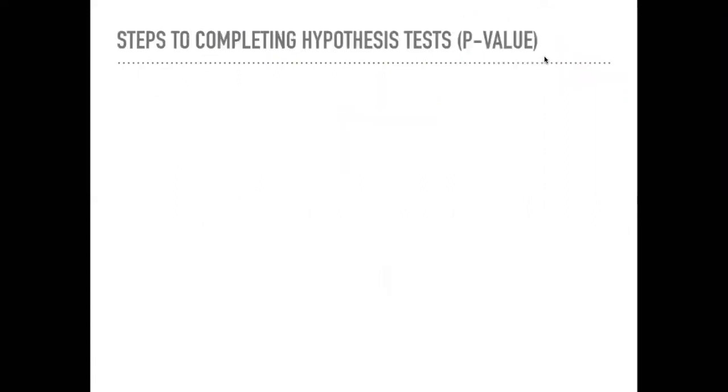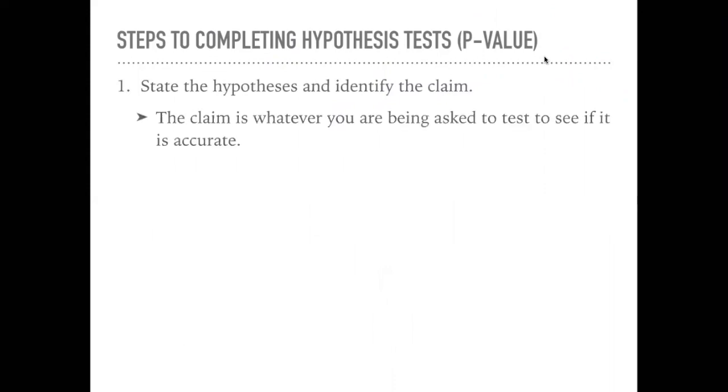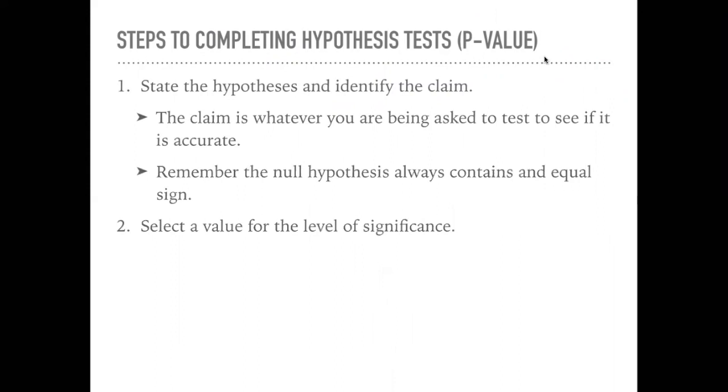And the p-value method requires us to use our calculator. So the steps for completing it are going to look pretty much the same. Step 1 is exactly the same: stating your hypothesis and identifying your claim. Step 2, you're just selecting a value for your level of significance. So you're only stating alpha here. Previously, we were stating alpha and your critical value. Now we don't need the critical value, we just need alpha.